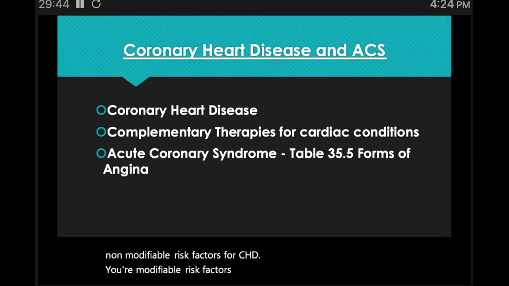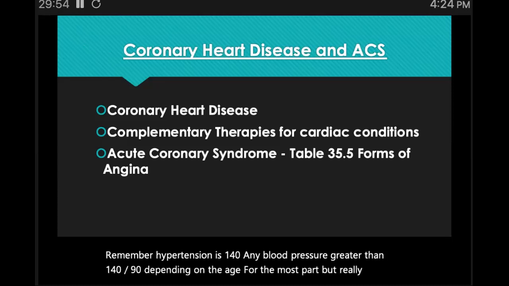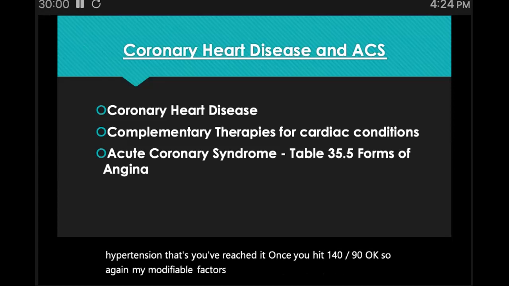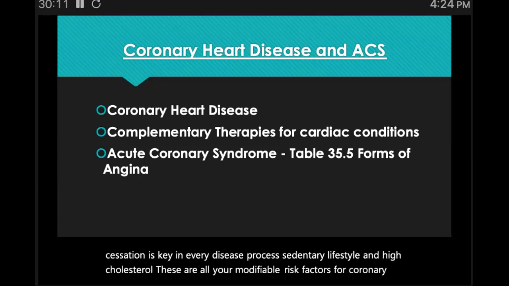So not only are those risk factors, but they are non-modifiable risk factors for CHD versus your modifiable risk factors for CHD, which include hypertension. Remember, hypertension is any blood pressure greater than 140 over 90, depending on the age for the most part, but really hypertension, you've reached it once you hit 140 over 90, okay? So again, my modifiable factors include hypertension, smoking cessation is key in every disease process, sedentary lifestyle, and high cholesterol. These are all your modifiable risk factors for coronary heart disease. Make sure you review those, please.